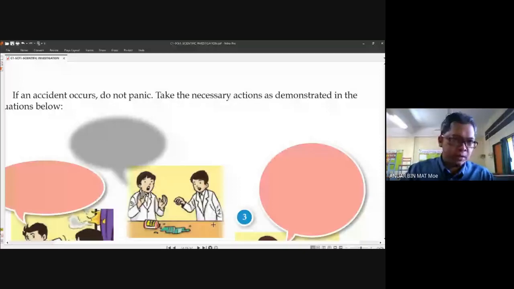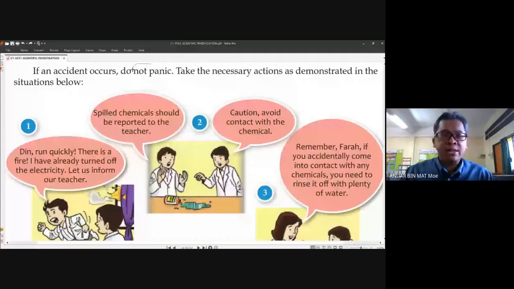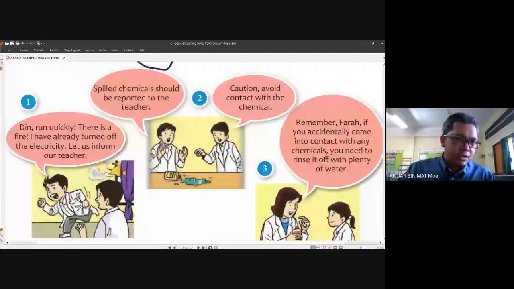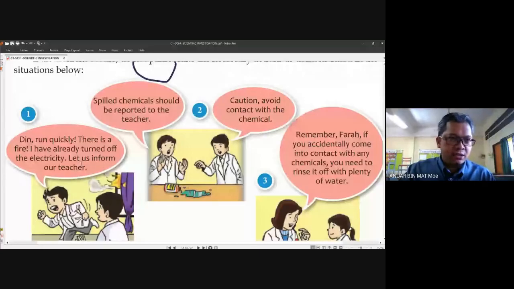What happens if an accident occurs? Number 1, do not panic. And number 2, always tell your teachers. Okay, and then the teacher knows what to do about it. Right? So, number 1, if there is fire, turn off the electricity and then inform the teacher. Number 2, if chemicals spill, also report to the teacher.